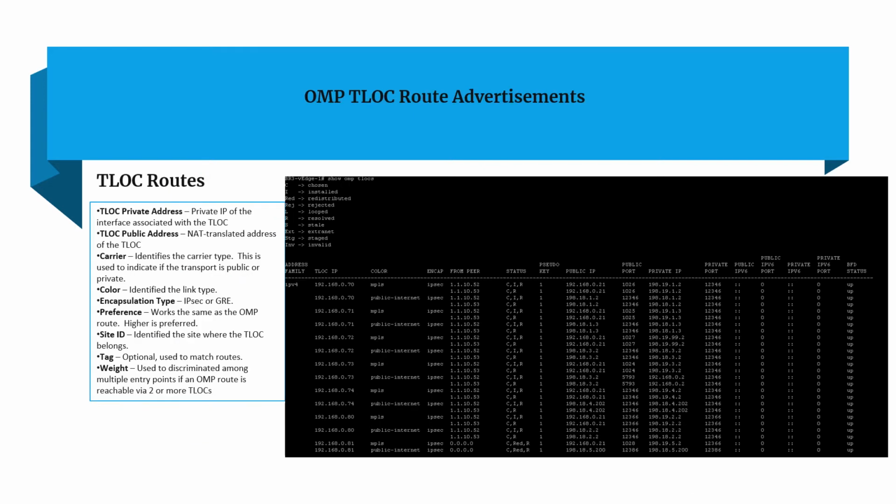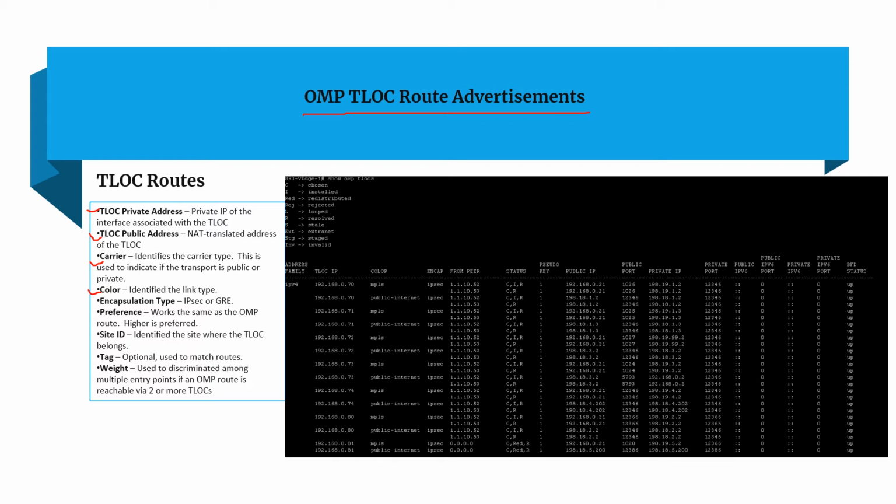Now let's take a look at what the TLOC route advertisement looks like. TLOC routes contain your TLOC private IP address, your public IP address, your carrier identification, your color, encapsulation type, preference, site ID, tag, and weight. So let's take a look at how the outcome looks.